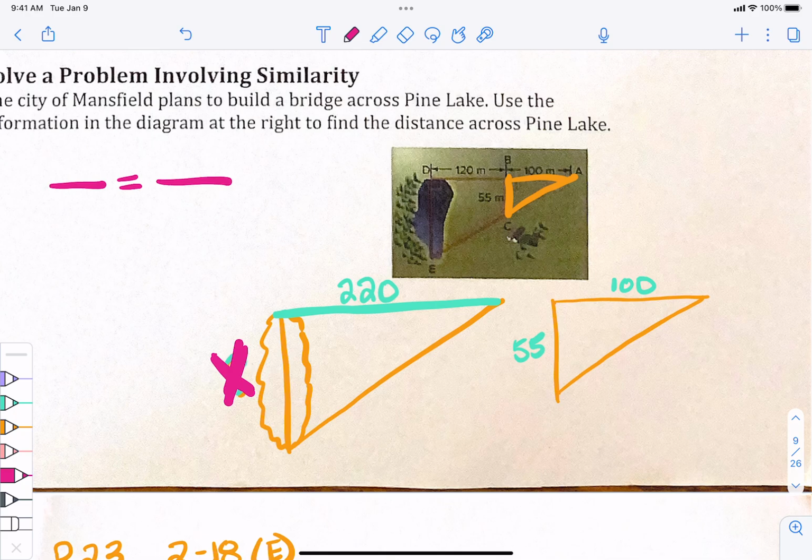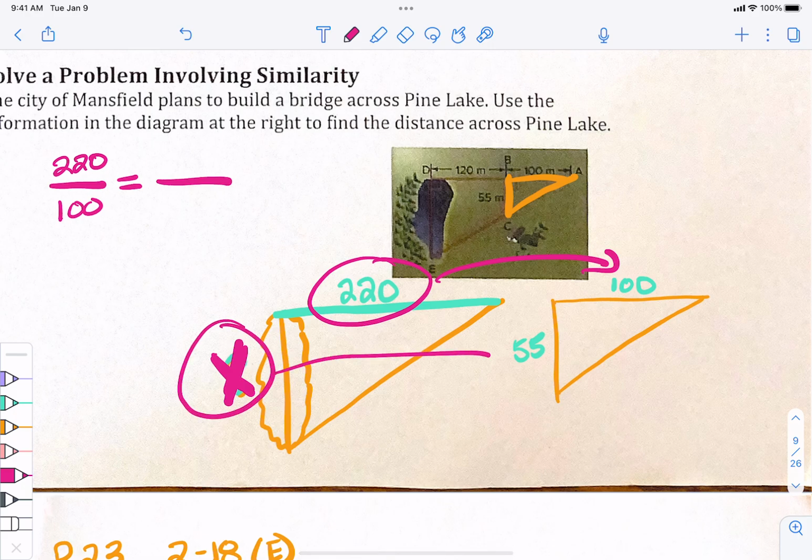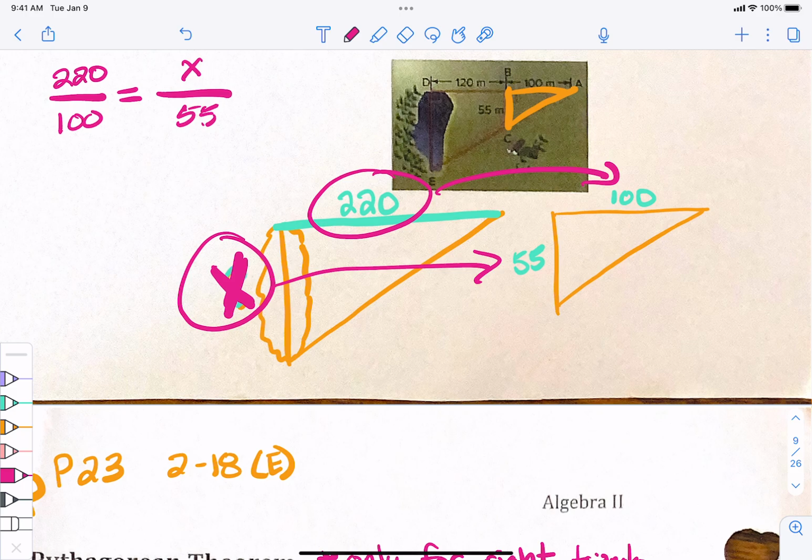So let's do something over something equals something over something. What would you like to do? 220 over 100. Okay, 220 over 100. So she wants to go left to right. 220 over 100 equals X over 55, okay? So we're going that direction. Now the reason why I drew arrows on this is that you can illegally set up a proportion. You can do illegal things in math a lot of times, and I don't like it when you do that. So don't do that.